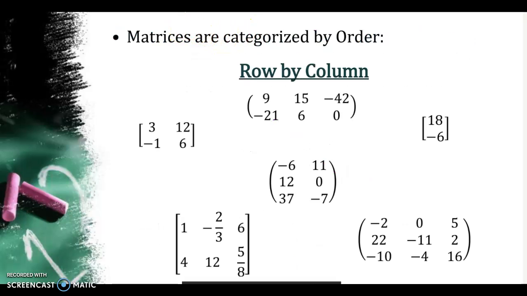When we refer to matrices, we often categorize them by order. Order is the size of the matrix. Sometimes we might see a matrix with parentheses around it or square brackets. They're still valid ways. We go row by column. So this first matrix has 2 rows and 3 columns, so we say it's a 2 by 3. This matrix here has 2 rows and 2 columns.